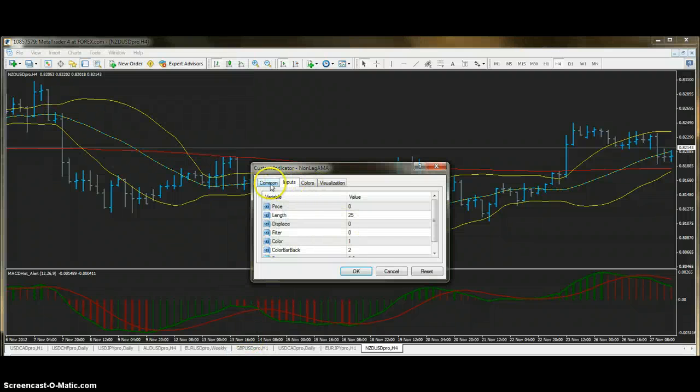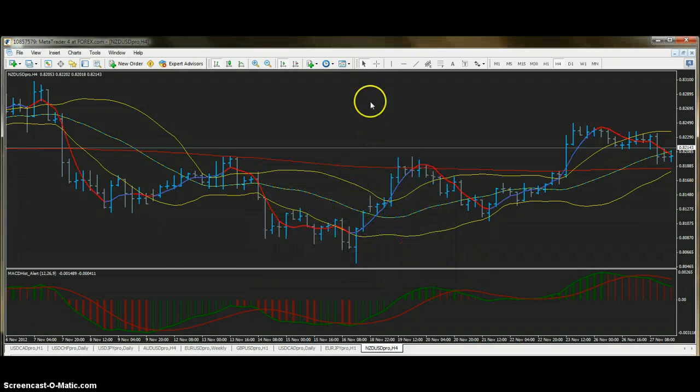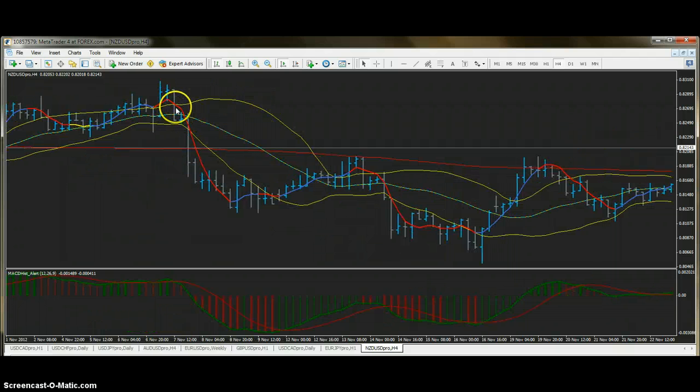Okay, and then I usually put this on what we're talking here. I put it on a 13. So there it is. It's a red-blue line. I'm sure you've all seen it here on my other templates. So when it turns red, you can sell. When it turns blue, you buy.